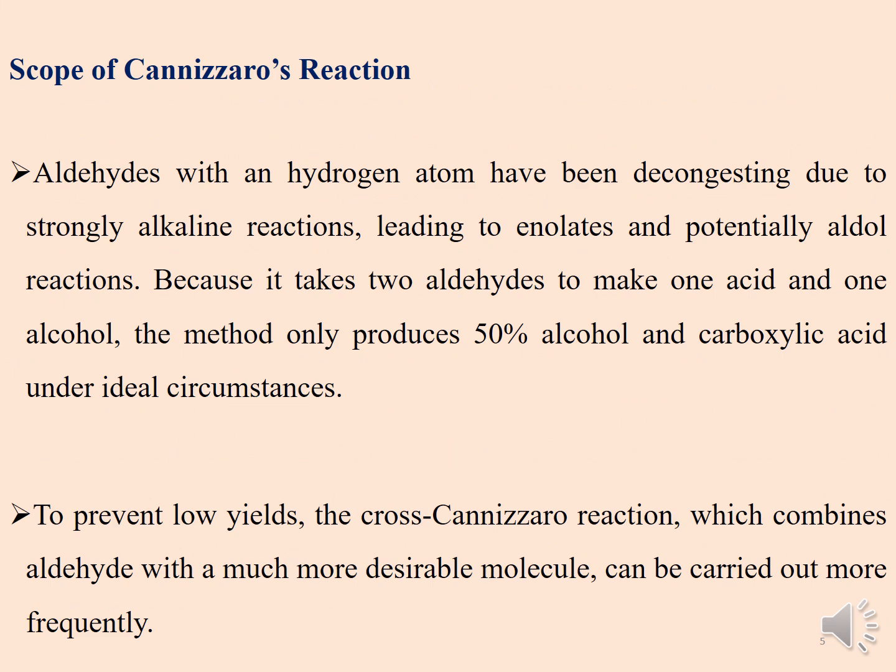Coming to the scope of Cannizzaro's reaction, aldehydes with an alpha hydrogen atom are decomposed due to the strongly alkaline conditions, leading to enolates and potentially aldol reactions. Because it takes two aldehydes to make one acid and one alcohol, the method only produces 50% alcohol and carboxylic acid under ideal circumstances. To prevent low yield, the crossed Cannizzaro reaction, which combines the aldehyde with a much more desirable molecule, can be carried out more frequently.